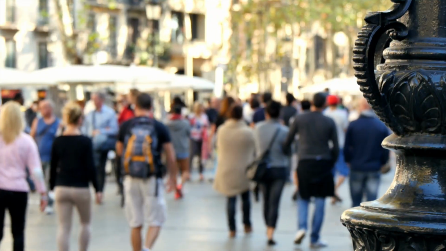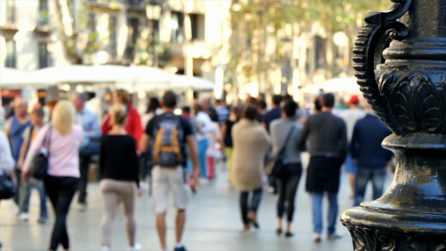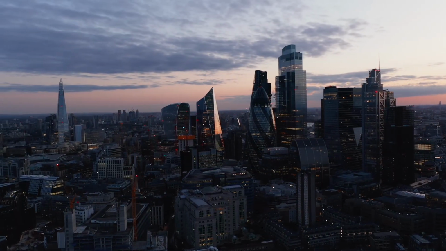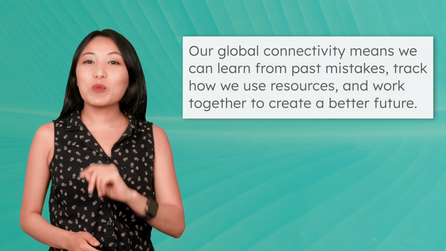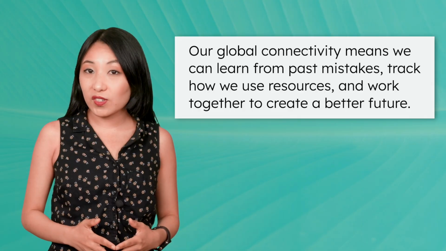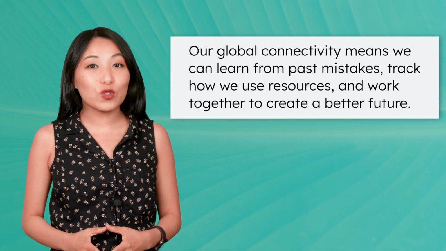The human population is still growing today, which means that we're having a greater impact on our environment. We're using more natural resources and land space than ever before. The good news? With technology, we're more connected than ever, and we can continue to adapt to our changing environment. Our global connectivity means we can learn from past mistakes, track how we use resources, and work together to create a better future. In our next lesson, we'll learn even more about population growth and what it means for our human interactions with the environment, today and into the future.